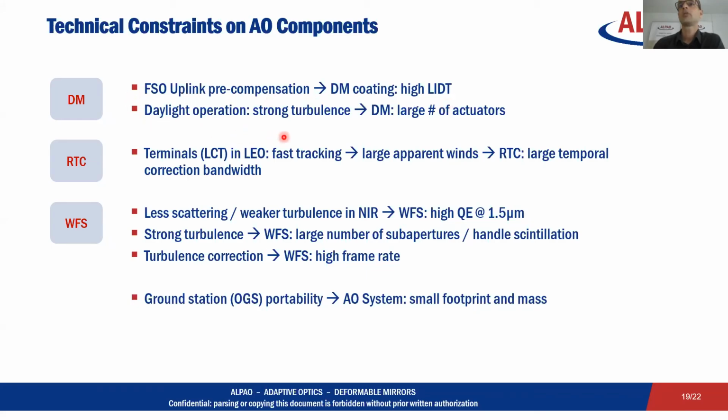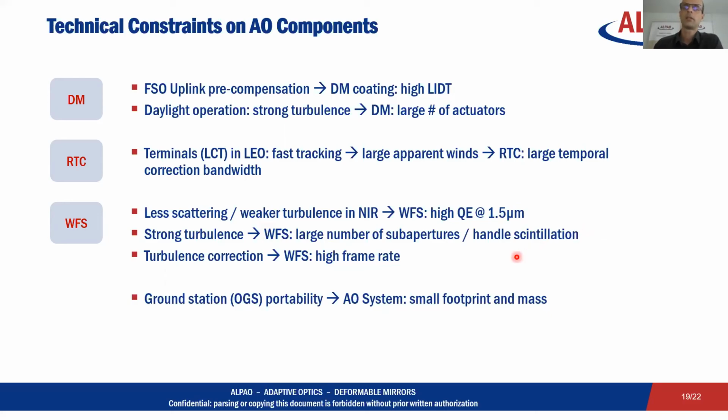Daylight operation leads to strong turbulence, as I said, which translates to a need for a large number of actuators, of course in proportion to your telescope size. The RTC needs to be fast, since it potentially needs to handle large apparent wind speeds. The wavefront sensor needs to have a high quantum efficiency in near-infrared wavelength, especially at 1.5 micrometers. Strong turbulence will also lead to a need for a large number of sub-apertures, and your image processing routine needs to be able to handle scintillation.